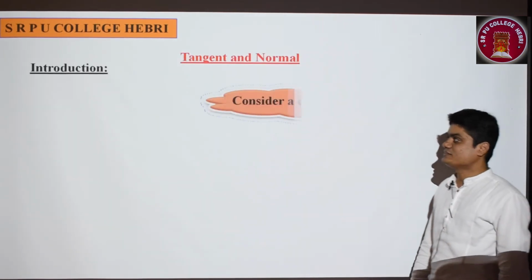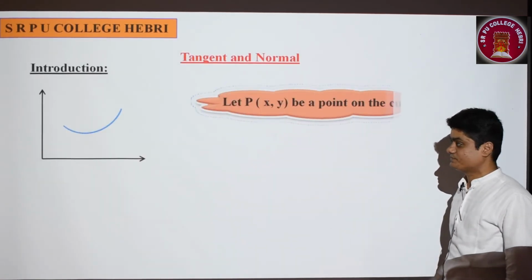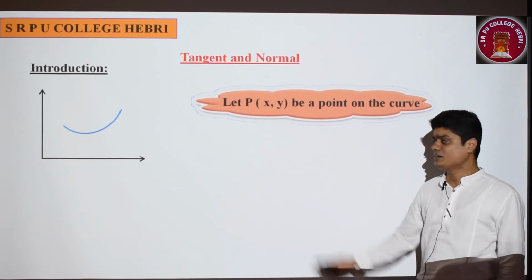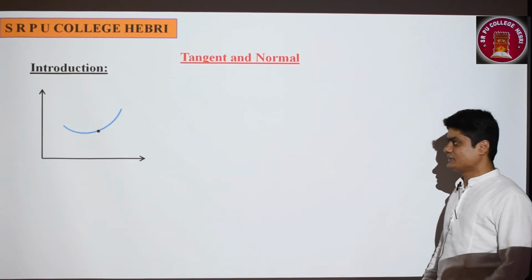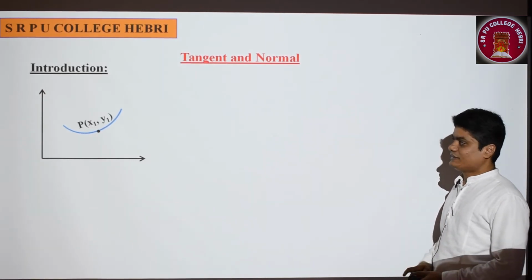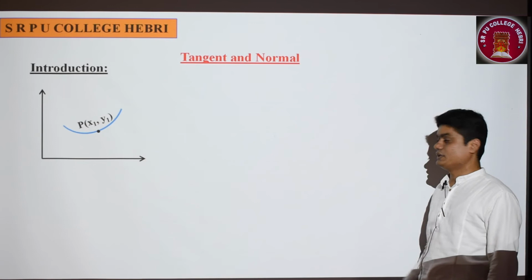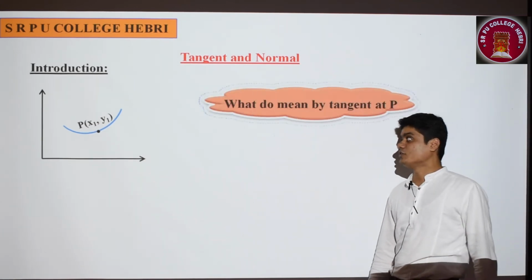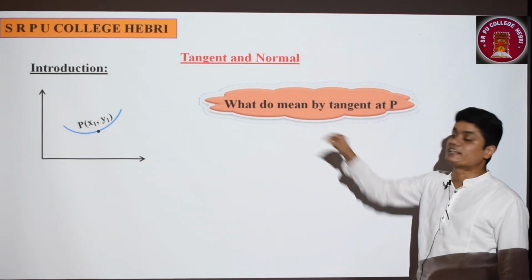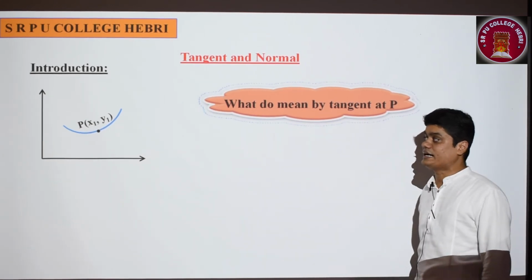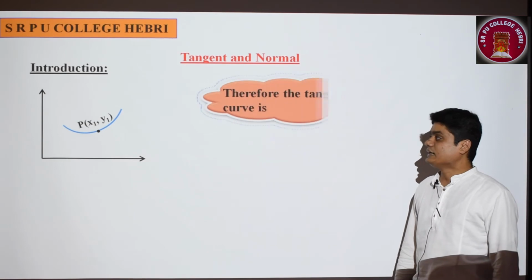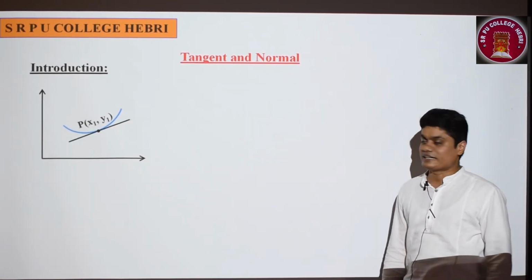So consider a curve y is equal to f of x. In general, any curve you can consider. Take a point on the curve. Let it be x1 y1. Now draw one tangent to this curve at the point x1 y1. I hope you know what I mean by tangent. You know the definition. So draw the tangent like this.